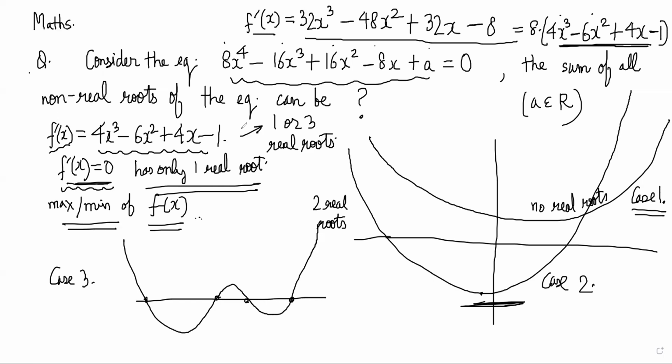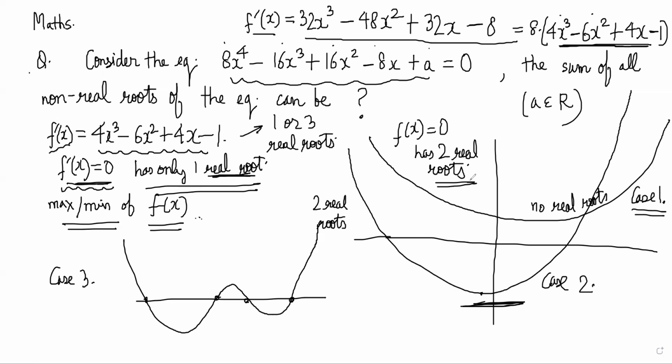That is not a reason. If f dash x is equal to 0 has only one real root, how do you know that f of x is equal to 0 has two real roots? As you said, if f dash x is equal to 0, it depicts the maxima or minima of f of x. So it will cut the x-axis at basically two places, which will show the maxima or minima.